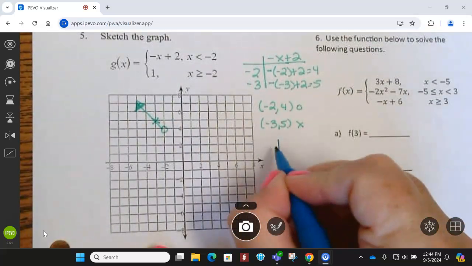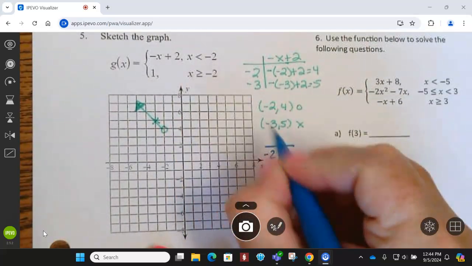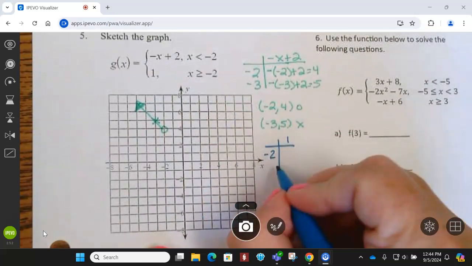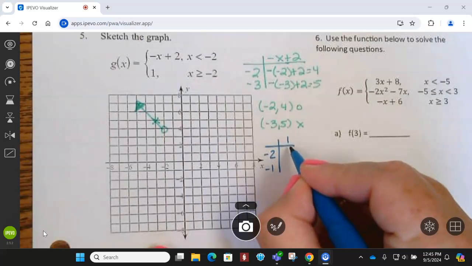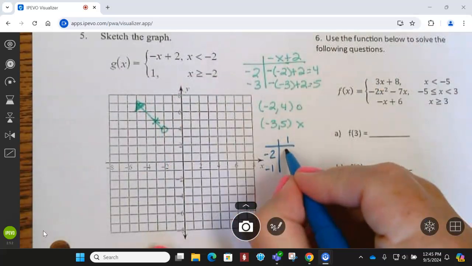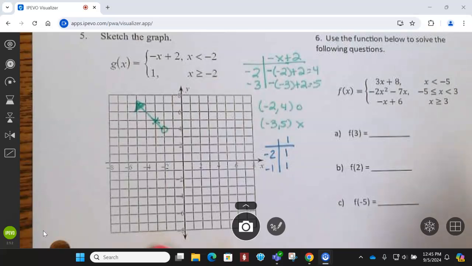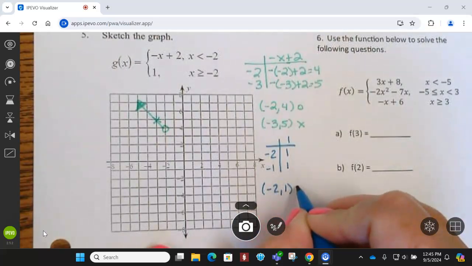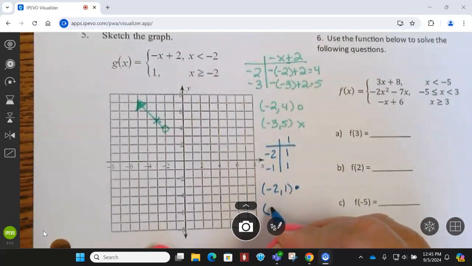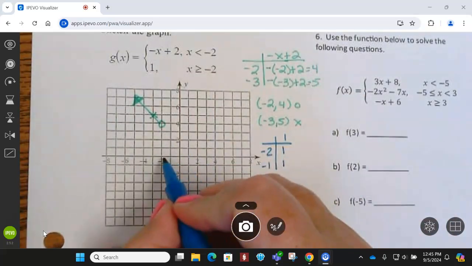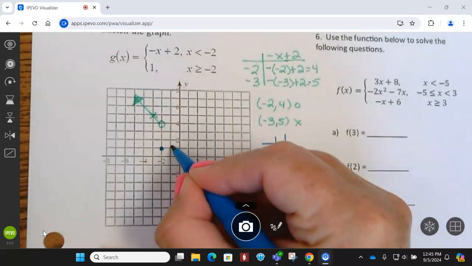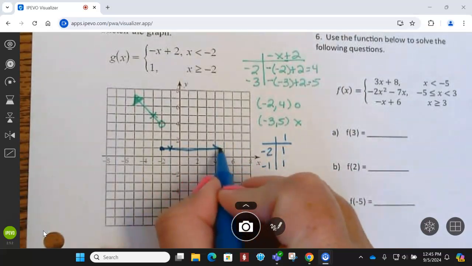Now this one, we need -2, and this is 1. I need a number greater than -2, so -1. Notice there's no x here, so all my answers here are going to be 1. So we have -2, 1, and that'll be closed, and -1, 1, x. So -2, 1, closed, -1, 1. And there you go.